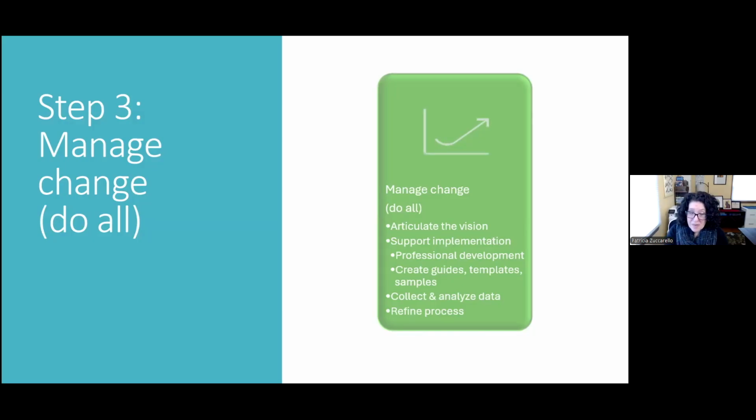Also, with step 2 and step 3, you'll want to make sure that you're doing all of these things, and I'm going to show you in a minute why it's best to hit all of these branches in the tree. So articulating the vision, supporting the implementation with things like professional development, but also with exemplars, like creating guides, templates, and sample pathways so that folks can see how to do it. And then again, we're going to revisit the data. That's really part of this last bullet, where we think about continuous improvement and ways to refine the process.